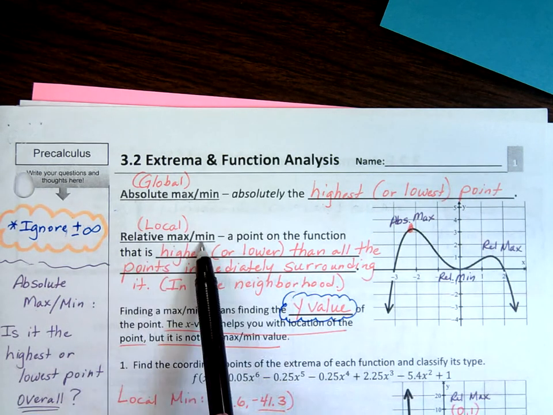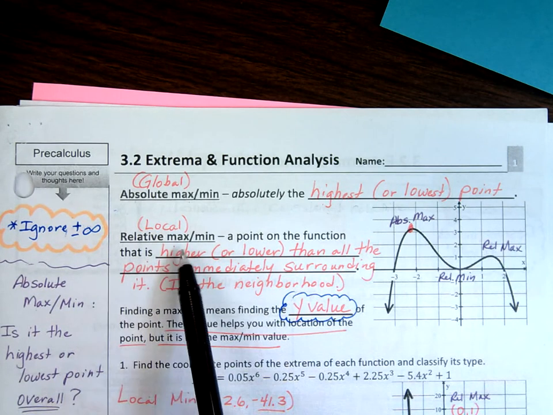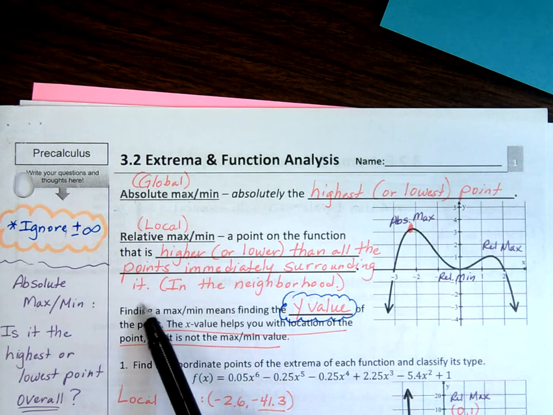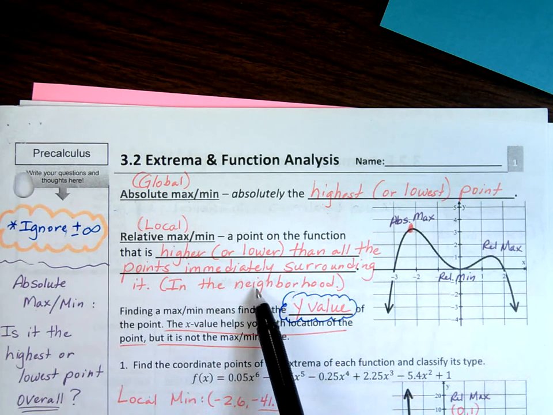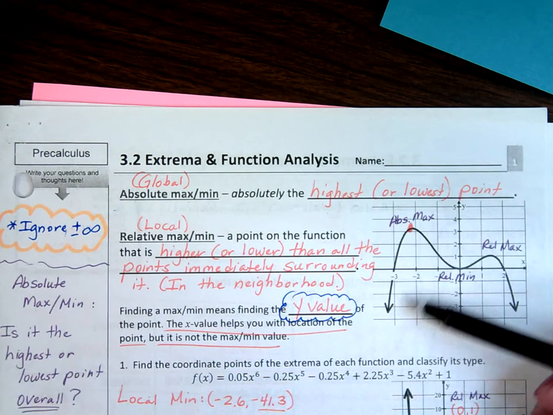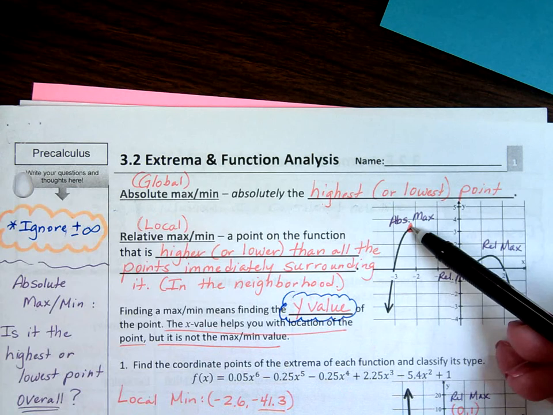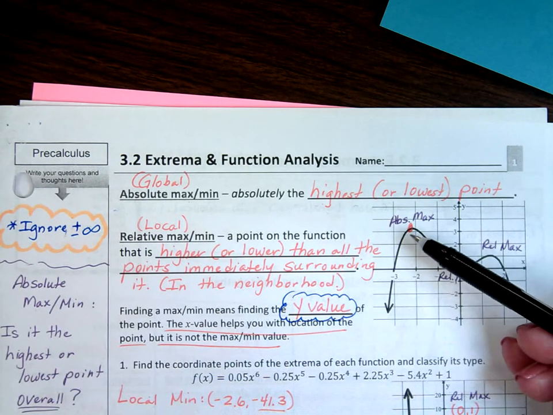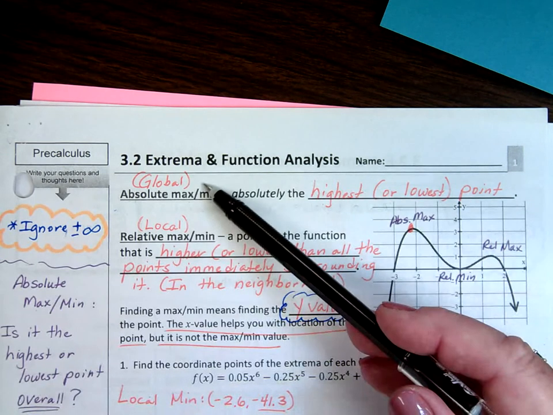Versus relative maximums and minimums, which are also called local maximums and minimums. And that's where a point on the function is higher or lower than all the points in the immediately surrounding area. So in other words, I say it's in the neighborhood. If you're looking over here at the graph that they gave, and I want to find the highest point overall, the biggest one, the tallest guy, that's going to be this one right here. So he's going to be called the absolute maximum, sometimes called global maximum. For the most part, absolute and relative are the words that we're going to use. But just so you know, if you see it in other books, they can also be referred to as global or local.